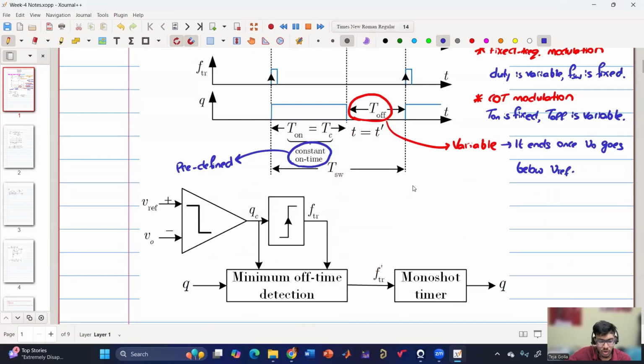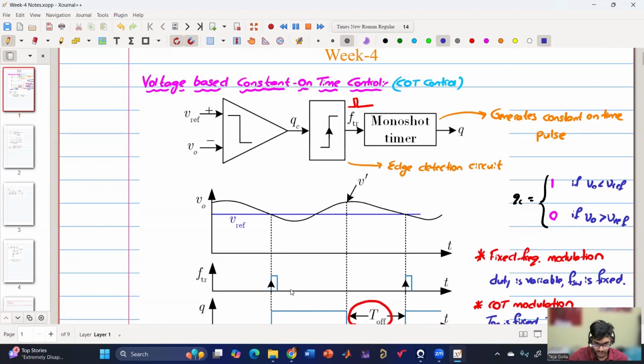Now, there is also something called minimum off detection. So can anyone let me know why this is needed, or why minimum off is needed at all? Like, what is its necessity in the first place? Otherwise, the output voltage will become zero. It'll collapse. Yes.